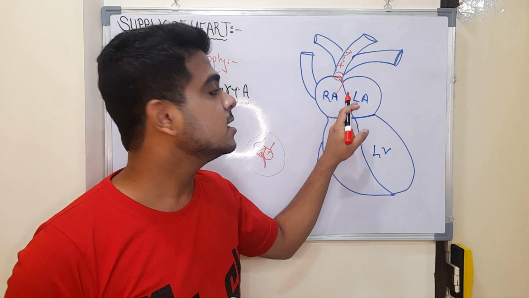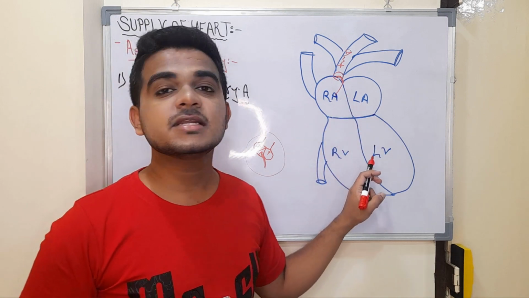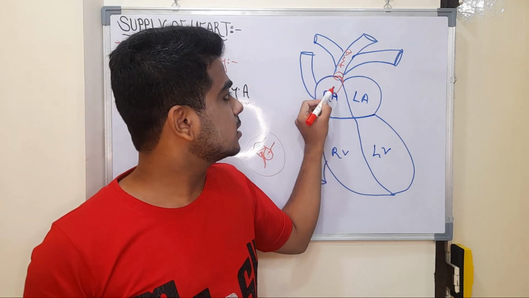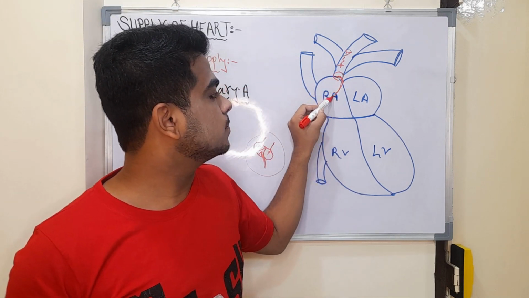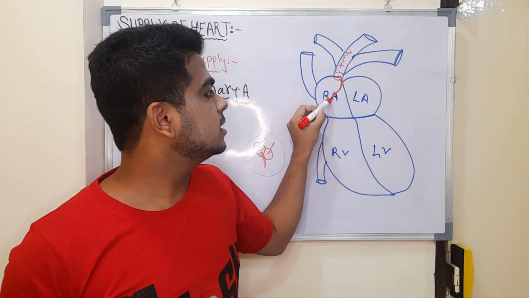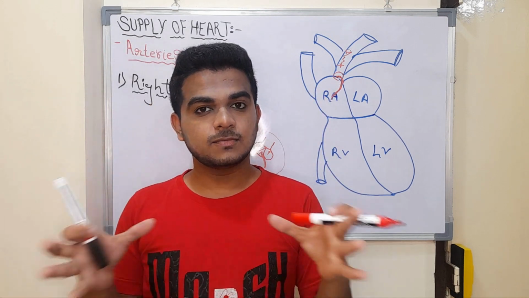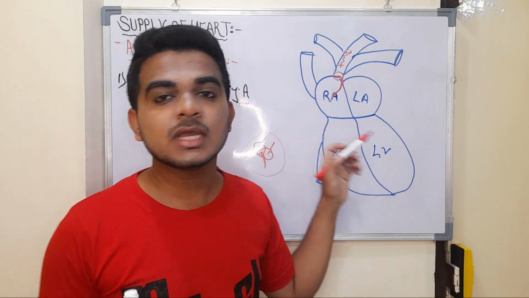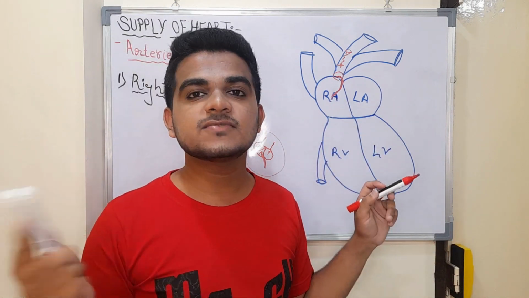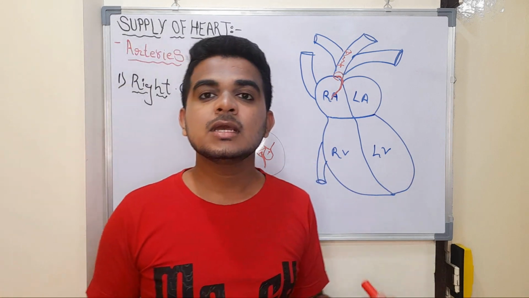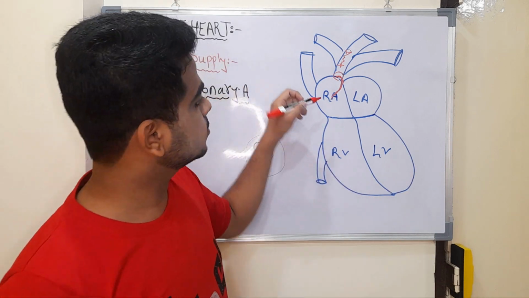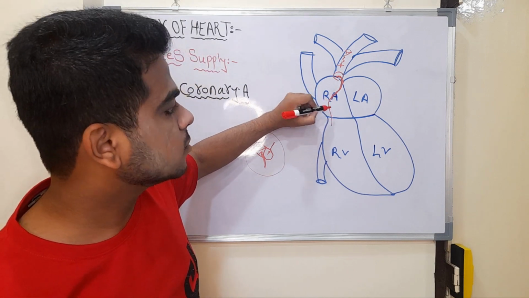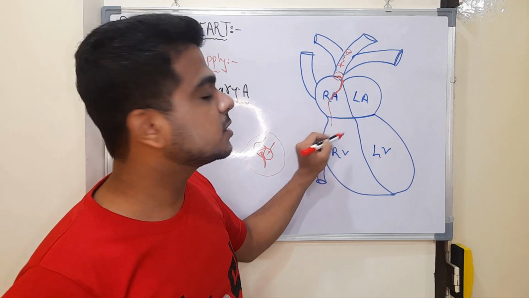This is the right atrium, left atrium, right ventricle and left ventricle. On the surface of the right atrium, the right coronary artery comes and emerges over the whole surface of the right atrium. Here are some branches. It gives some branches, but first we will see how it travels. Then it comes onto the surface of the right atrium and then goes downward through the atrioventricular groove.